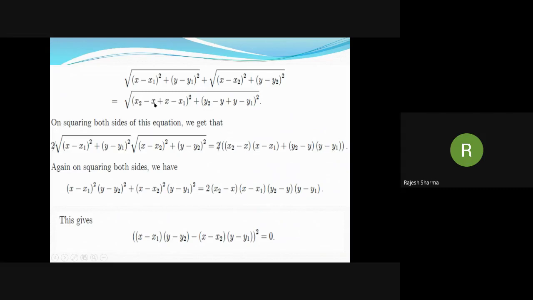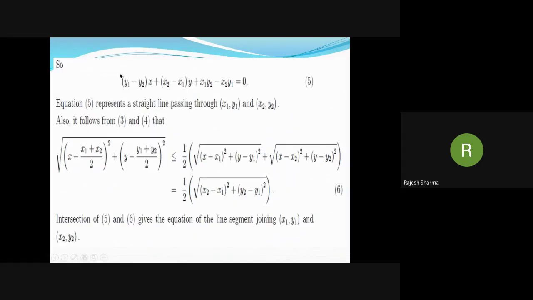Writing the right hand side as subtracting x, adding x, subtracting y, adding y, then squaring it and simplifying the expression, we have this relation. Again, squaring both sides, we have this equation, and this is just this whole square. This equal to 0 implies this equation. That is, x and y satisfy this equation, and this is the equation of a straight line passing through (x1, y1) and (x2, y2).